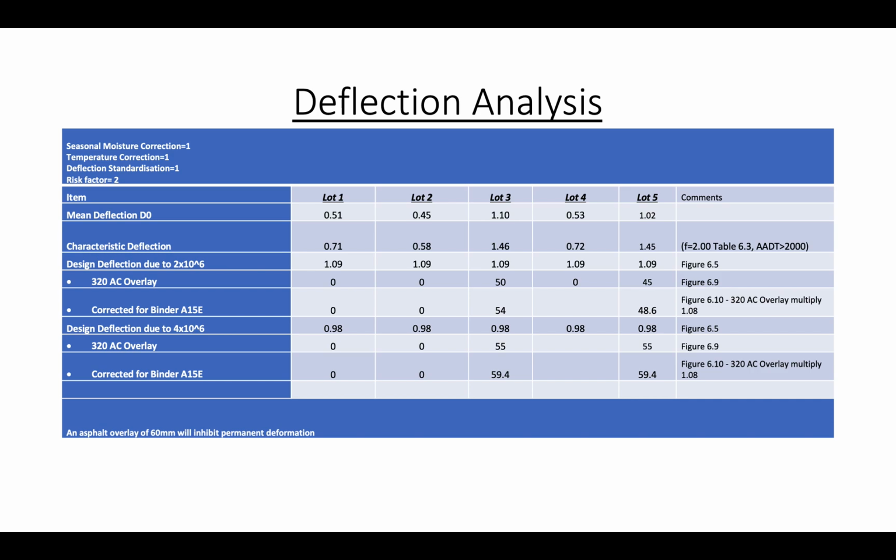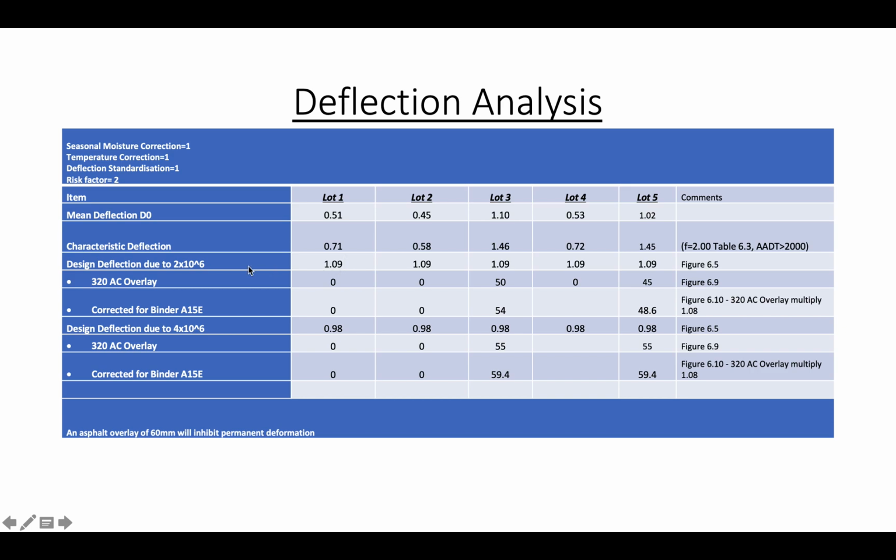So we've done a few deflection data analyses. The section has been divided into 5 lots. So each lot is homogeneous in terms of material quality and behavior. So the mean deflection for lot 1 is, say for example, 0.51, and the characteristic deflection is 0.71, and the design deflection based on the traffic is 1.09.